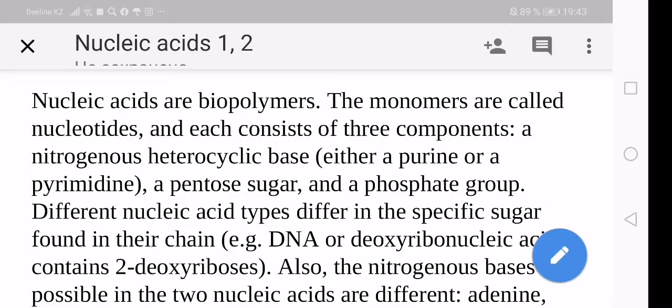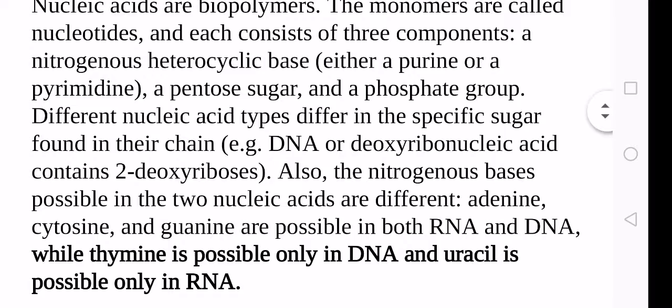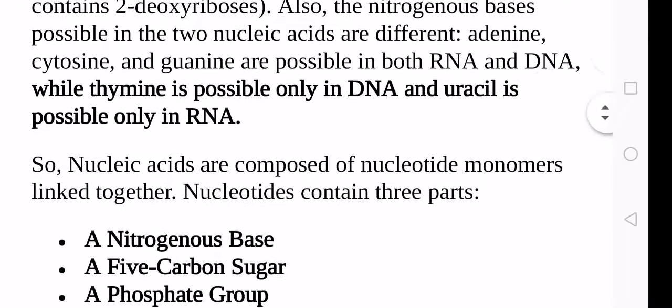Different nucleic acid types differ in the specific sugar found in their chain. Also, the nitrogenous bases possible in the two nucleic acids are different. Adenine, cytosine, and guanine are possible in both RNA and DNA, while thymine is possible only in DNA and uracil is possible only in RNA.